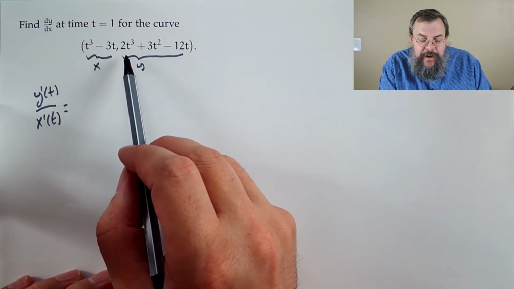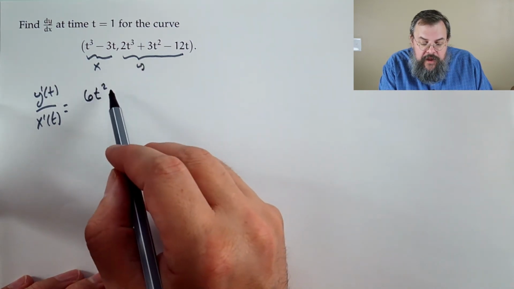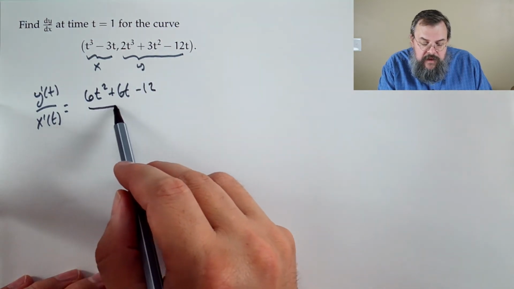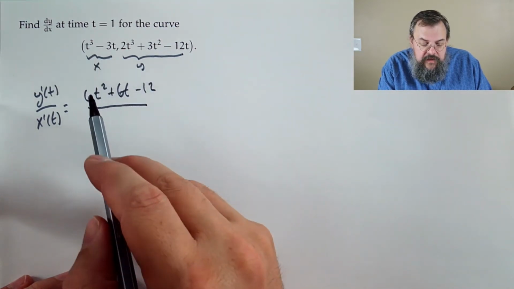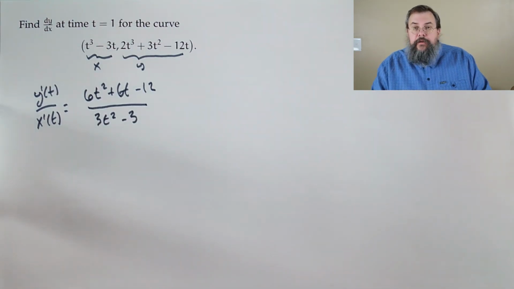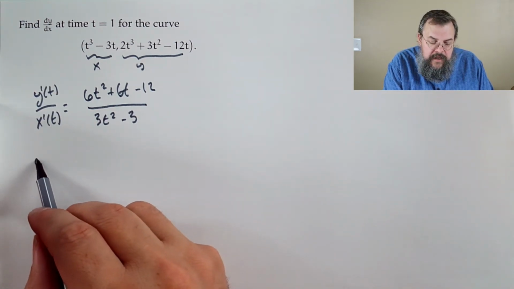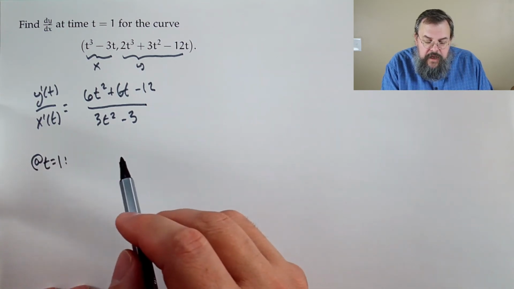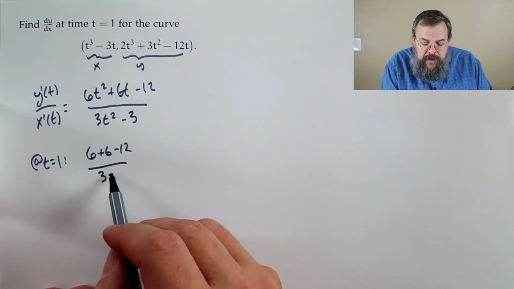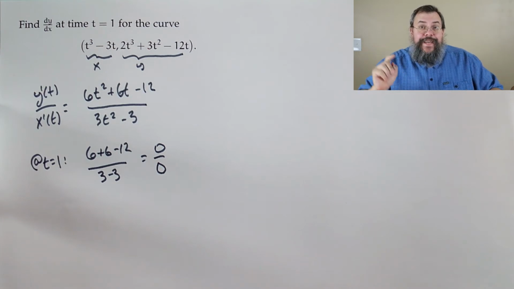So here we go. 6t squared plus 6t minus 12. That's easy. And downstairs, the derivative of x: 3t squared minus 3. Great, we're almost done. At t equals 1, we plug it in. We get 6 plus 6 minus 12 over 3 minus 3, which is 0 over 0. Aha!